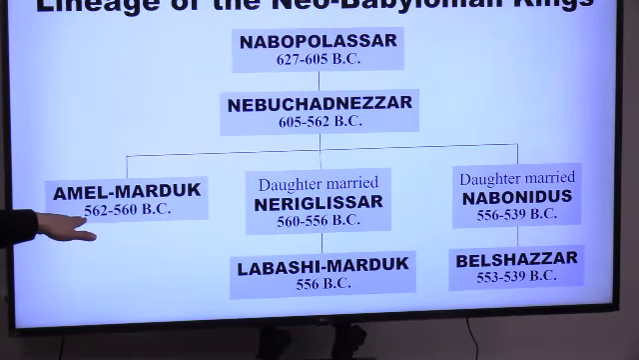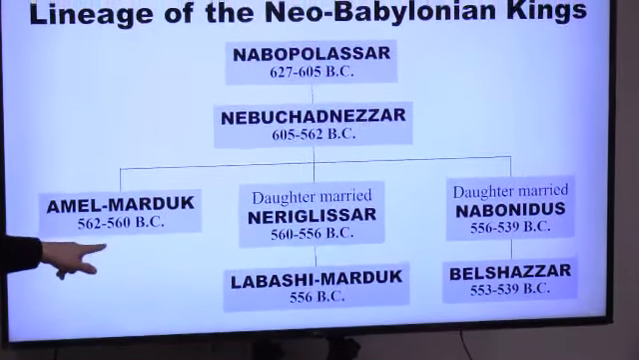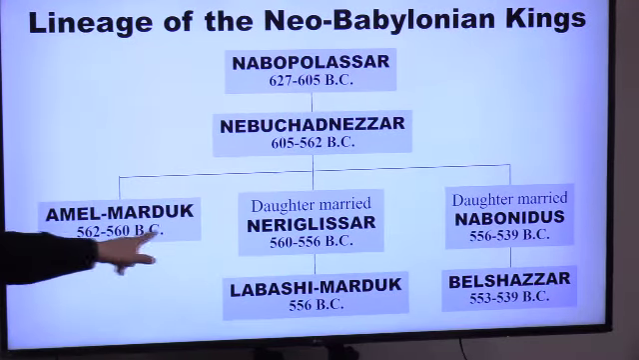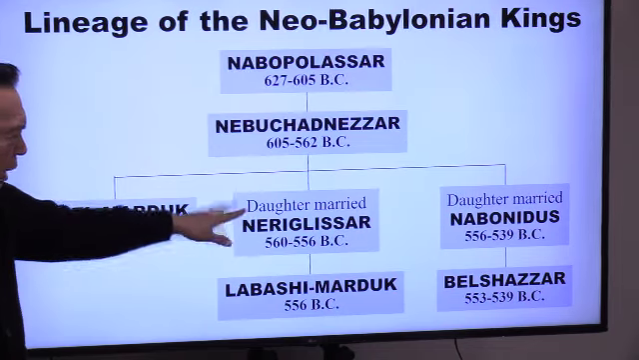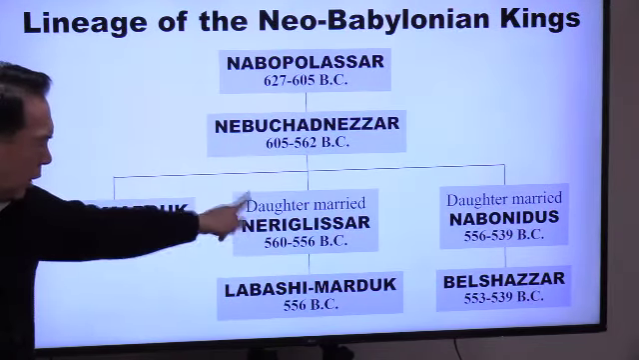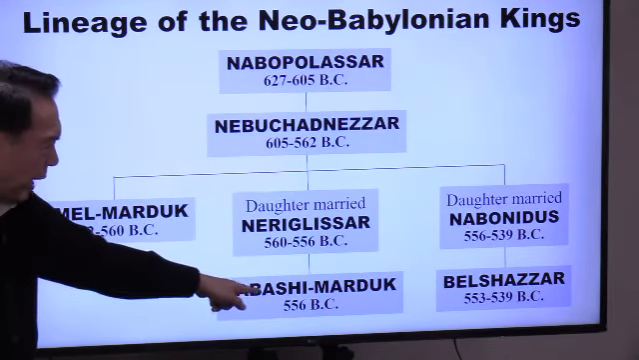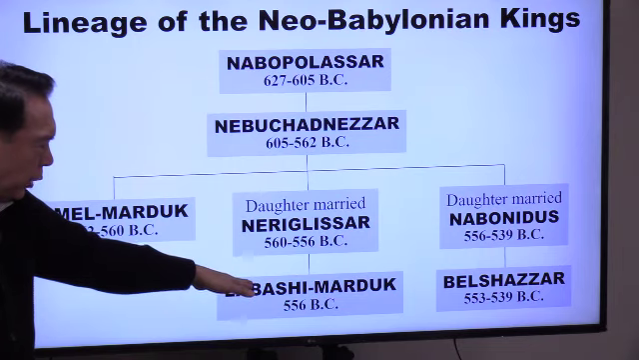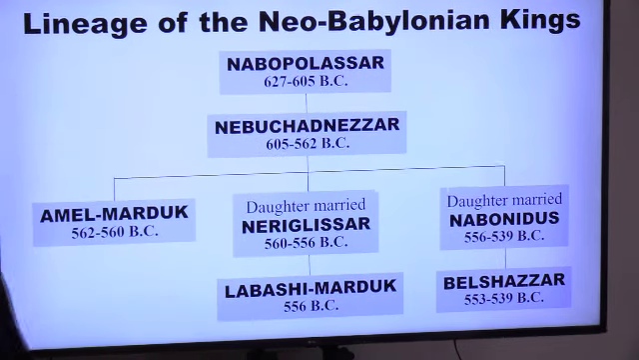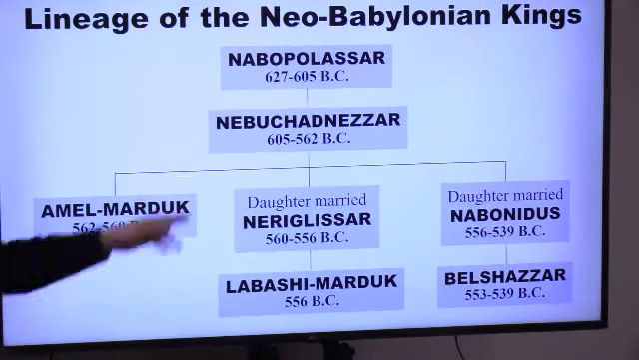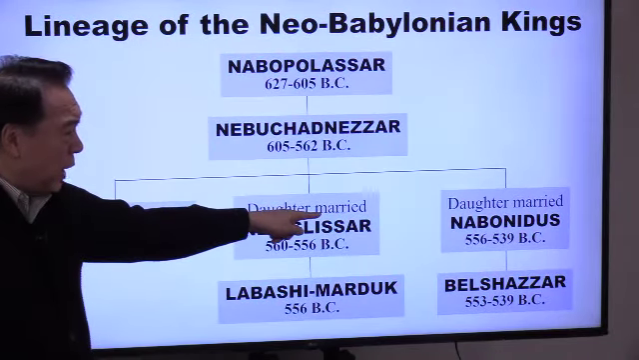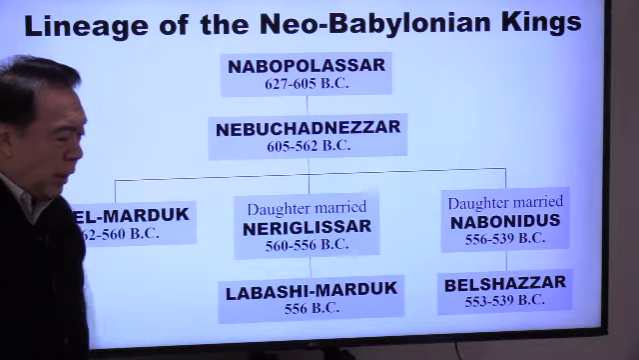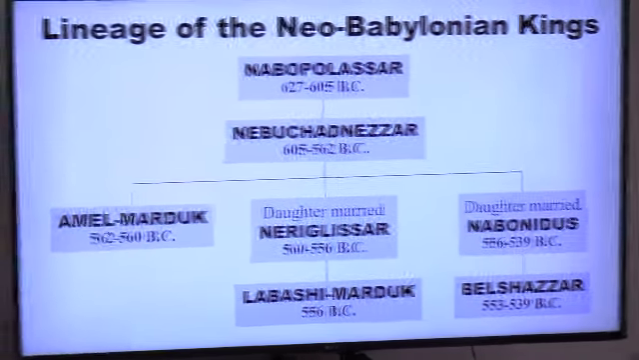Amel-Marduk comes in. After 2 years, okay, he was assassinated, and a daughter of Nebuchadnezzar married Neriglissar. So Neriglissar takes over, then Labashi-Marduk for less than a year. And eventually, a daughter, Nitocris, I think, was the name of the daughter, married Nabonidus, and Nabonidus took over and gave the kingdom rule to Belshazzar.